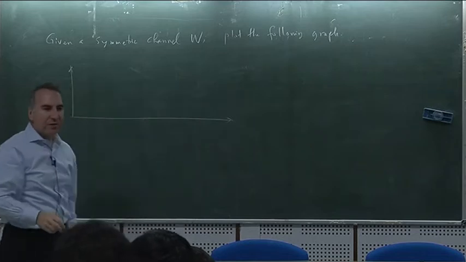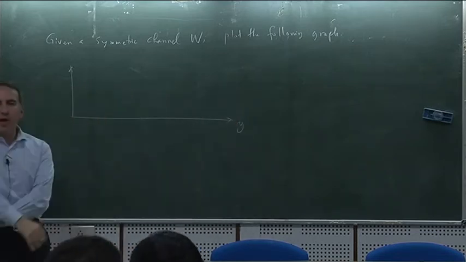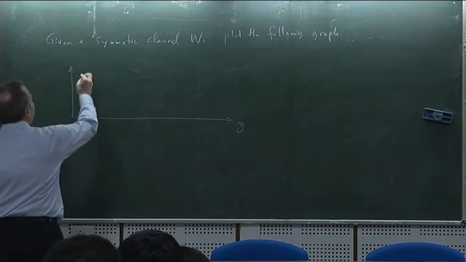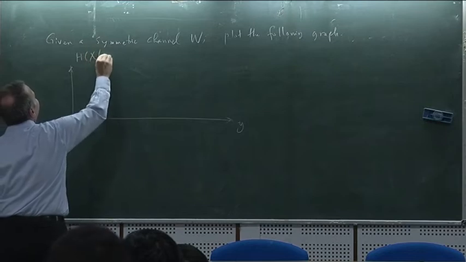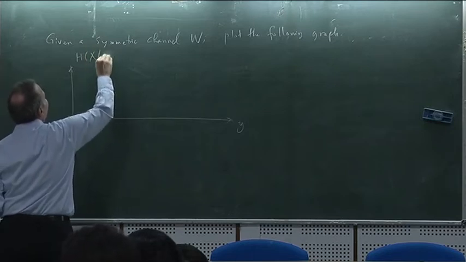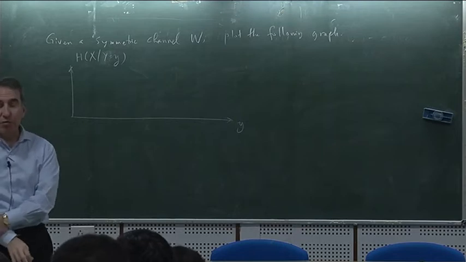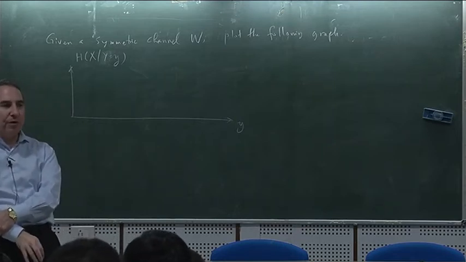On the horizontal axis, I'm going to have all possible outputs of this channel Y. On the vertical axis, I'm going to write the value of the entropy of the input X, conditional on the fact that the channel output happens to be little y.